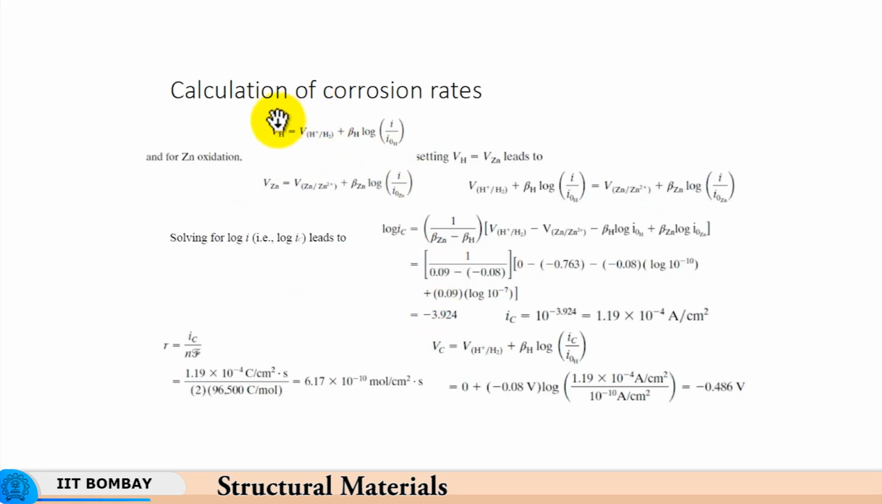So, now we see that for hydrogen we have VH. So, this is the equilibrium plus beta H log I by I naught. So, this is the reaction at the cathode, which is a reduction reaction, and this is the equilibrium condition, and that is the deviation from equilibrium. And so, what we see here is that VZn equals VZn equilibrium plus beta Zn log I by I naught.